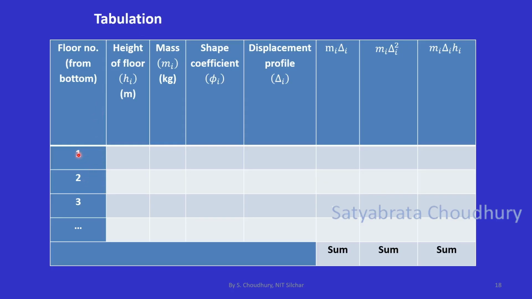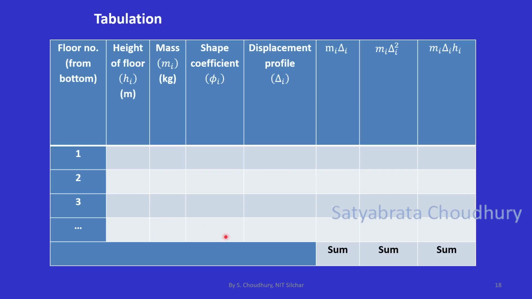Floor numbers: 1 is the bottom story, that is first floor, then second floor, third floor, and up to roof. Then put this next column for height of floors, and then masses of the floors, then shape coefficient phi i using that formula, displacement profile from the formula delta i equal to phi i into delta c by phi c. Then take the product of these two, this column and this column, you get Mi delta i. Then you take square of this Mi delta i multiplied by another delta i, Mi delta i square, and Mi into delta i into Hi product.